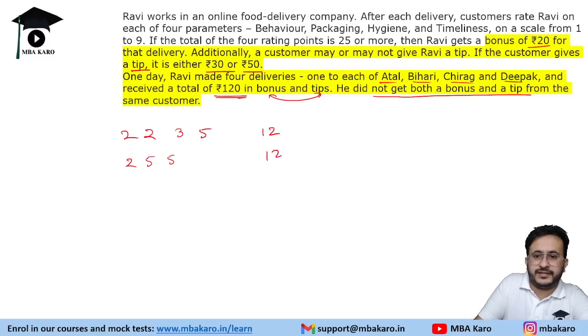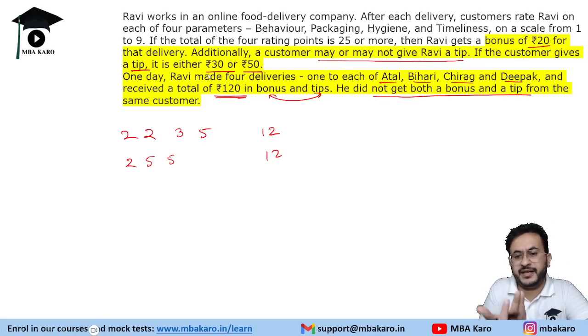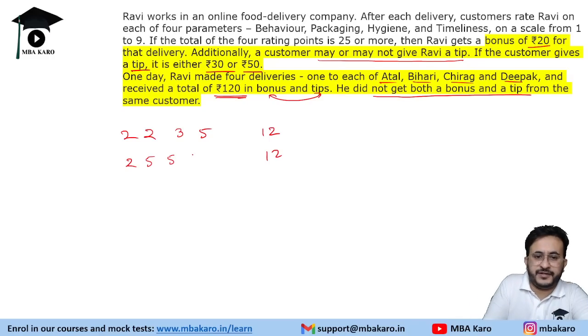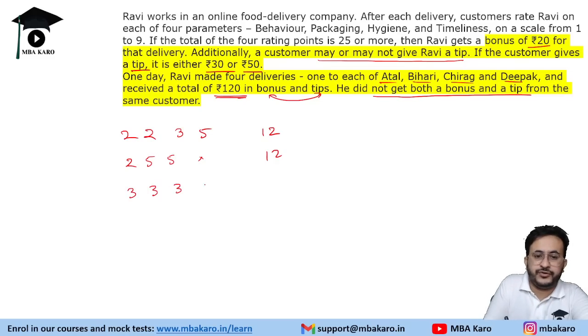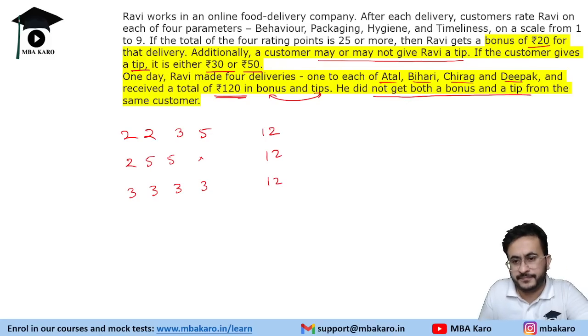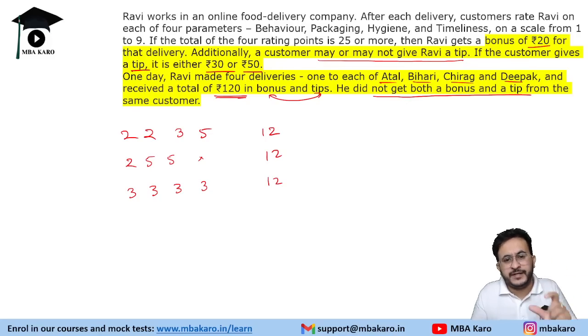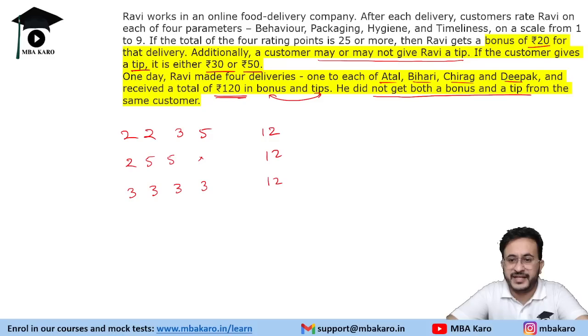So it is saying that he did not get both a bonus and a tip from the same customer, but it is not necessary that everyone gives a tip. Someone may or may not give a tip, and he might get a bonus from some deliveries, right? So one of the possibilities is 2, 5, 5, and another possibility could be 3, 3, 3, 3 also. That could make 12, isn't it? So you should be able to find such different combinations and then decide, based on the conditions, which combination will fit the case.